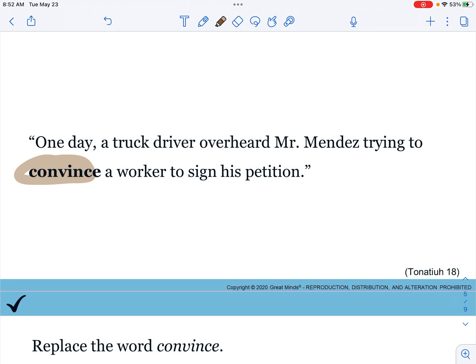Convince. Let's use those skills that we just used with the two other words. What part of speech is it? Is it a noun, a person, place, or thing? Is it an action word, so a verb? It is an action word. What other word could we put in place of convince? We could maybe say Mr. Mendez was trying to persuade or to get a worker to sign his petition, or to influence a worker to sign his petition.